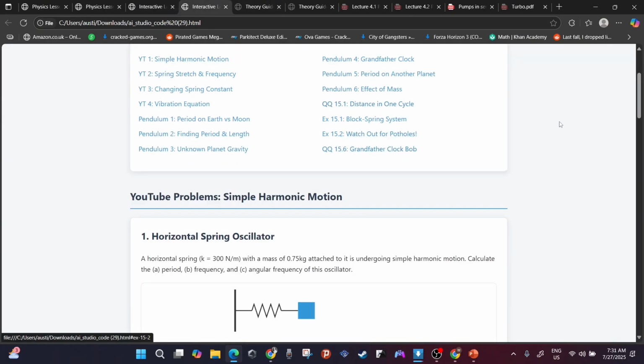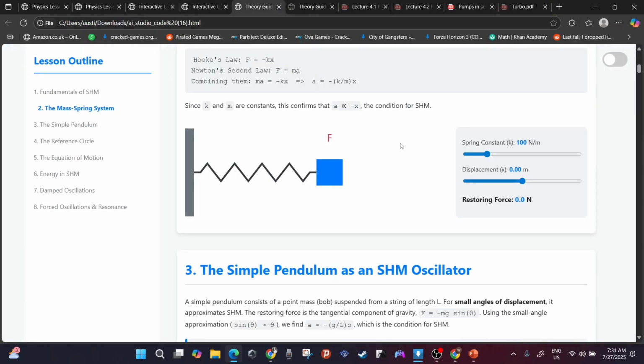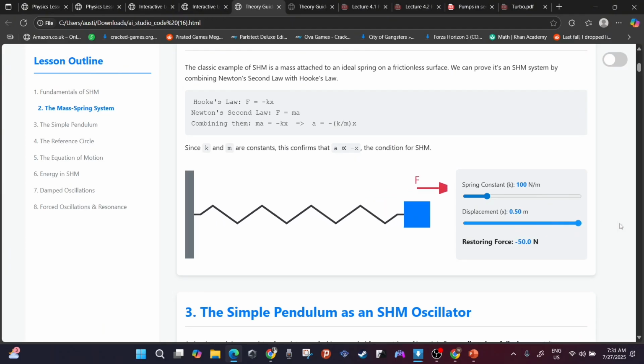Similarly, I think there's a better example we can use as well. Okay, this one is not the one. Yes. So let's mess around with the parameters so we can really understand, right? Let's say we have a spring constant of 100 newtons per meter, and then we start displacing it, right? So the restoring force would be negative 50 newtons. Don't mind the arrow pointing the wrong way. It's supposed to be pointing backwards, but I made a mistake, right? But yeah, as long as you guys get the point.